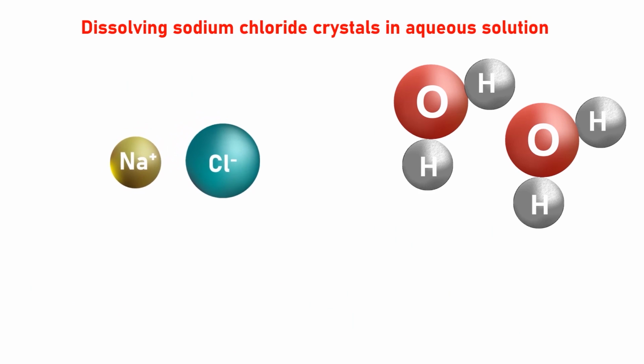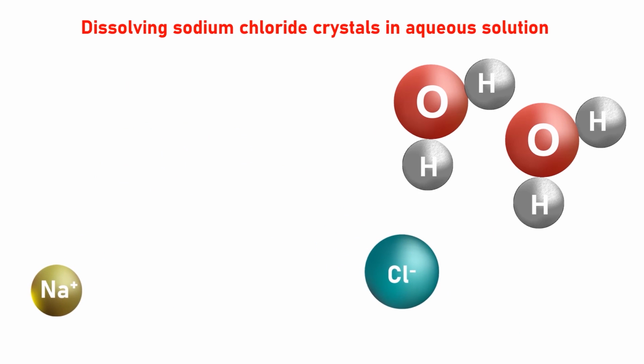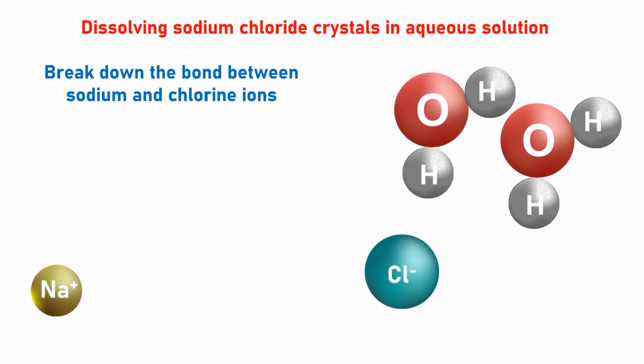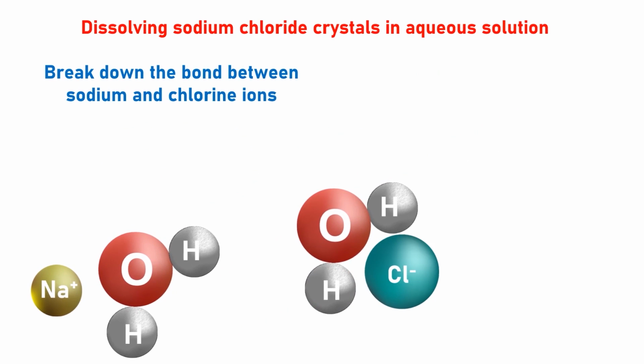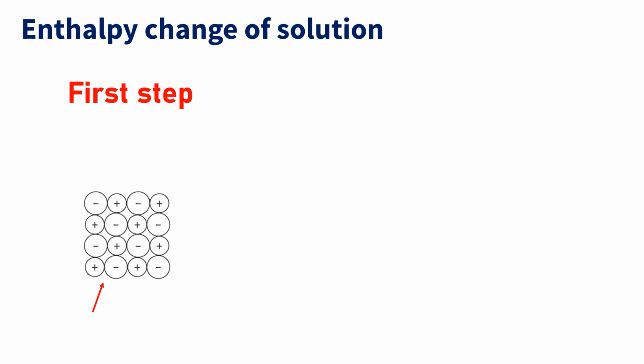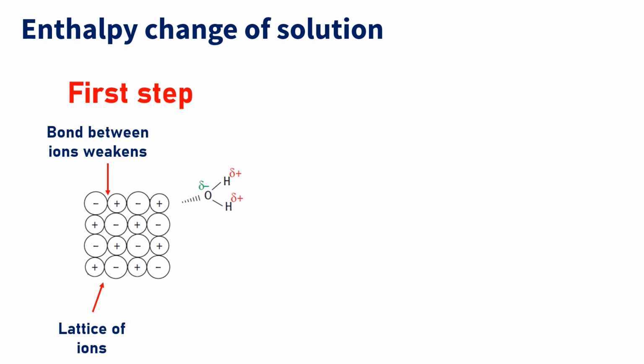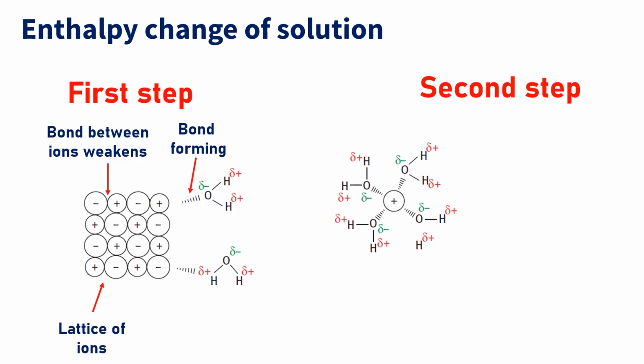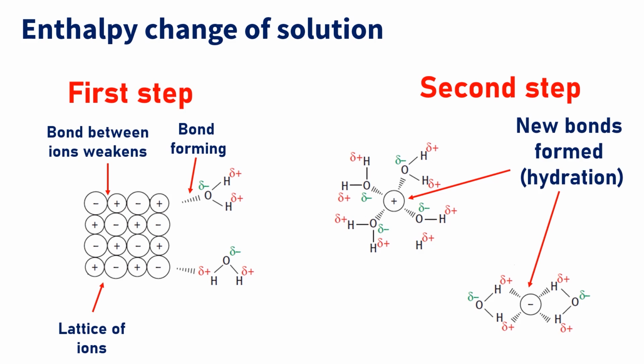When you try to dissolve crystals of sodium chloride in aqueous solution, in the first step, the bonds between ions are weakened due to the attraction between the positive sodium ions and the oxygen of water molecules, and the negative chloride ions and the positive hydrogens of water molecules. So you have two processes happening at the same time. Energy is absorbed to break down the bonds in the crystal lattice, and energy is released due to the formation of a coordination bond between ions of the crystal lattice and water molecules. We call the second step the enthalpy change of hydration.